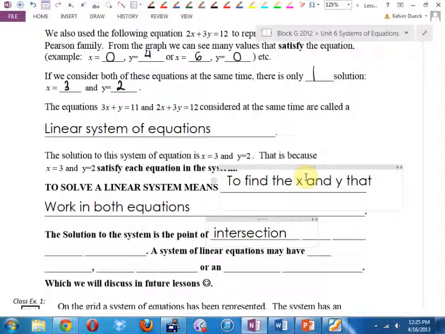And then I wrote in the next sentence, a system of linear equations may have blank, blank, or an blank. I want you to imagine, better yet, I got 2 meter sticks here. Here's 2 linear equations, they can cross. Can they ever cross twice? Can I ever get 2 solutions? Can you think of a way? Jordan shook his head right away. Can you think of a way where I could get no solutions?